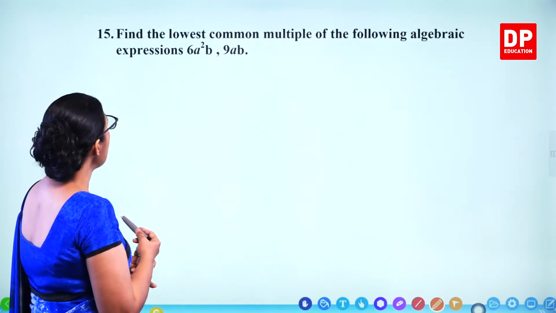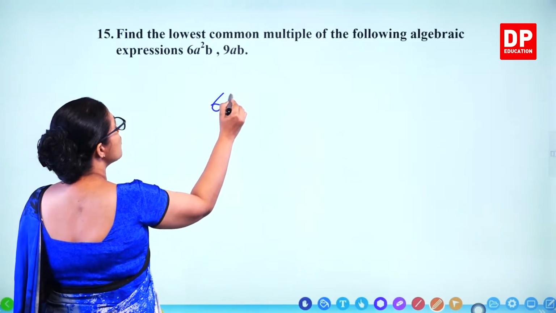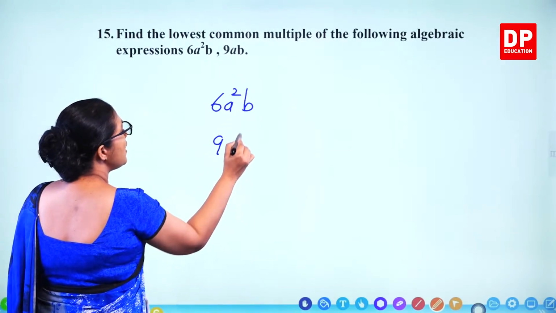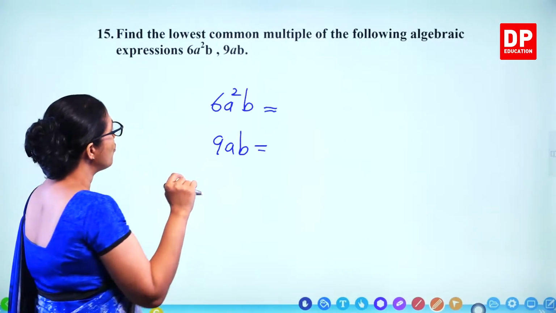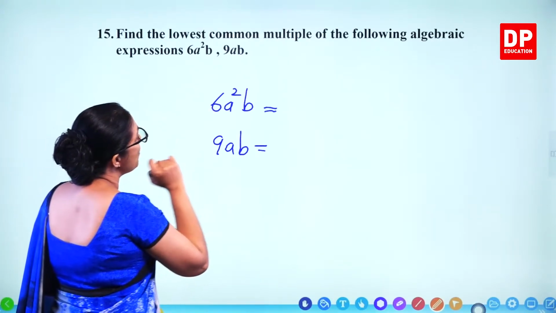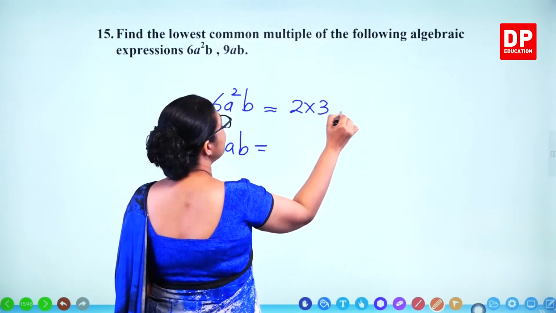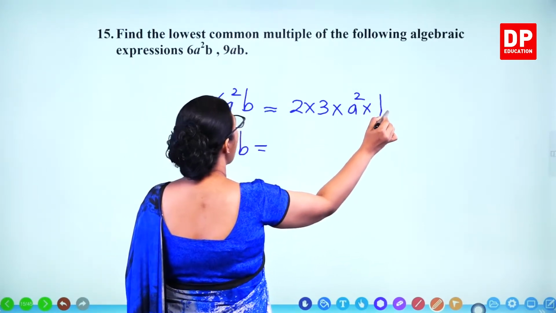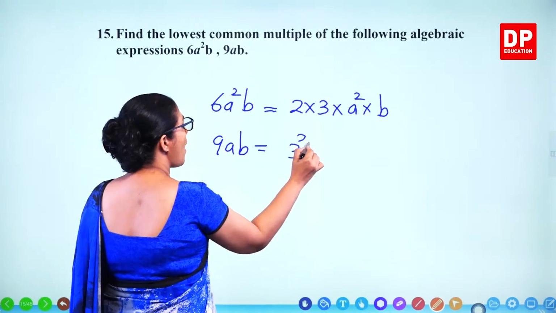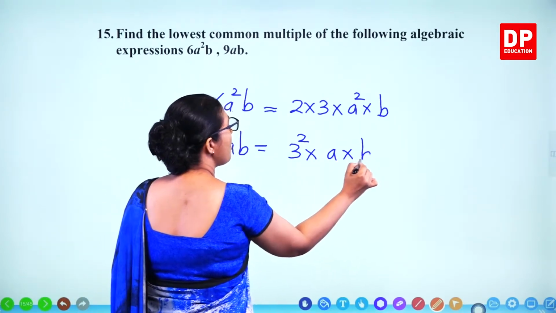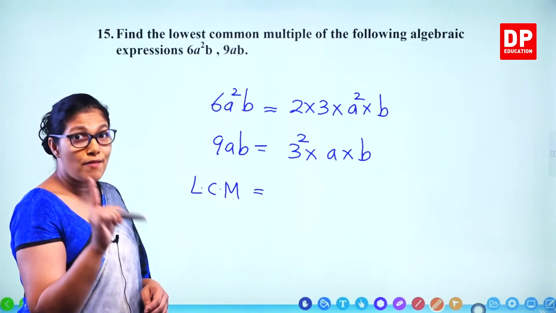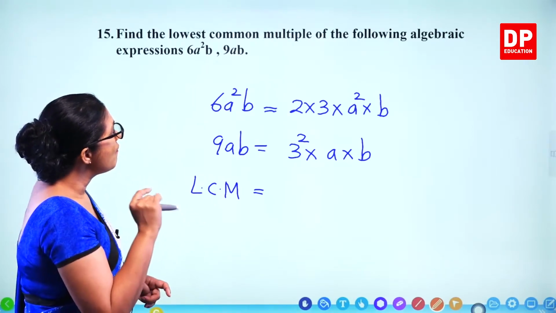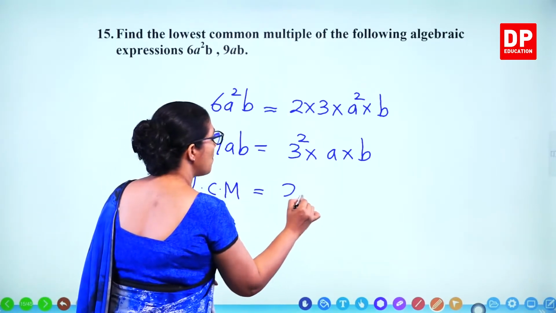Question number 15. Find the lowest common multiple of the following algebraic expressions: 6a squared b and 9ab. We need the lowest common multiple. So write in prime factors, 2 and 3, a squared and b. Here 9 you can write as 3 squared, a and b. Now to find the lowest common multiple, we have to take the highest power for each and every factor. 2, the maximum power is 1.